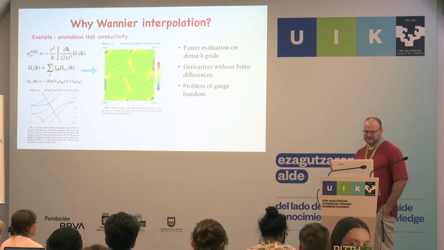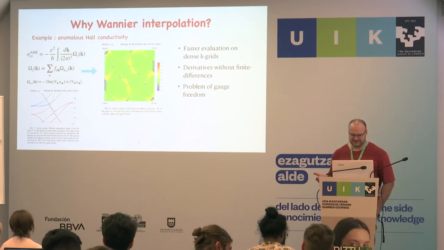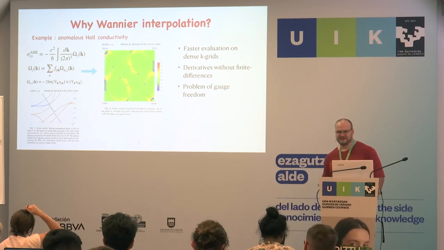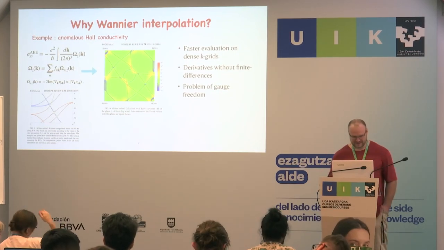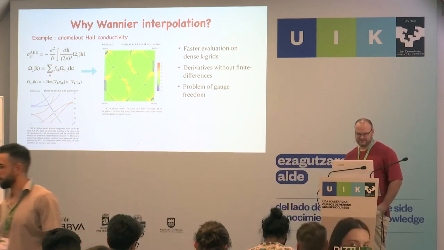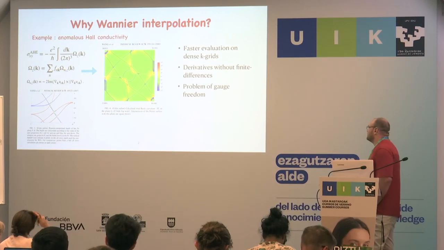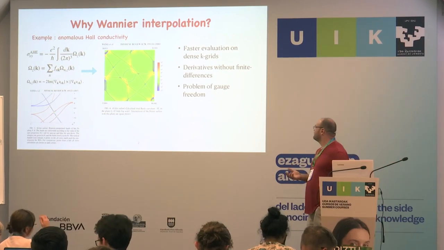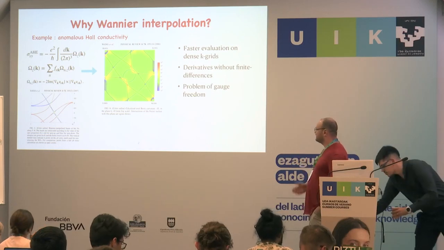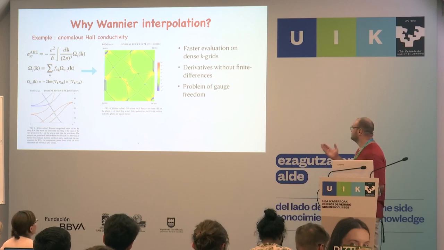Why at all do we need a Wannier interpolation? So you, of course, you heard about Wannier functions during these schools. They have many different applications in topology. But here we specifically are interested in one application, which is Wannier interpolation. What it gives us? Consider we evaluate an anomalous Hall effect, and it's an integral.